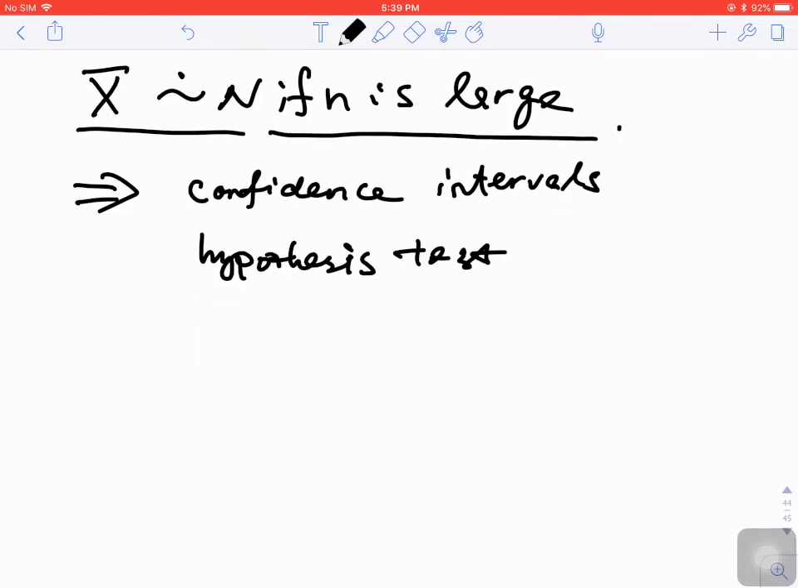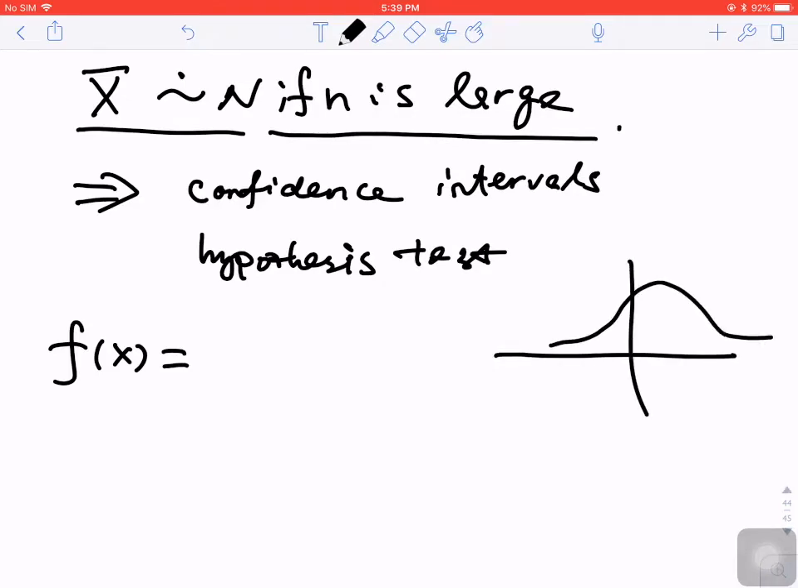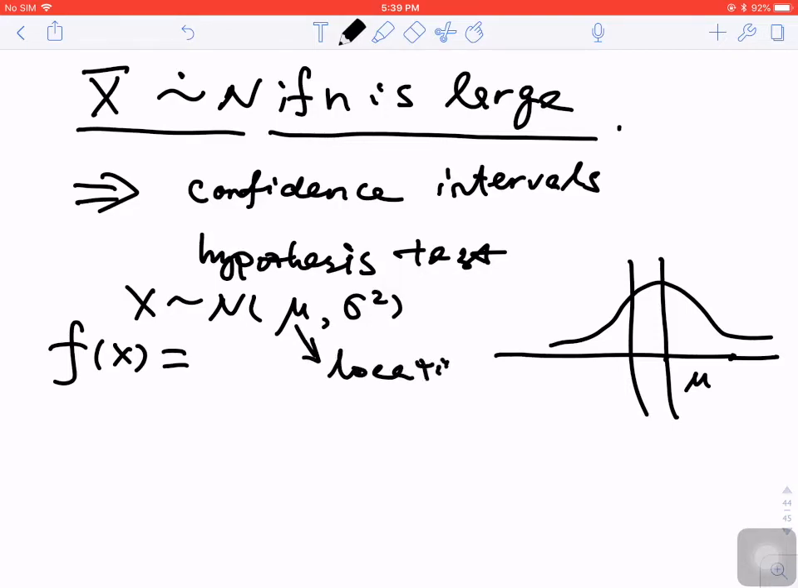Speaking of the normal distribution, you have to know that this distribution is a bell-shaped curve and symmetric with respect to its expectation, the mean. So X follows a normal distribution with mu and sigma squared, so two parameters. Mu decides its location, and sigma decides its width, the average width, which is the spread of the data. So we call mu the location parameter, and sigma squared the scale parameter.